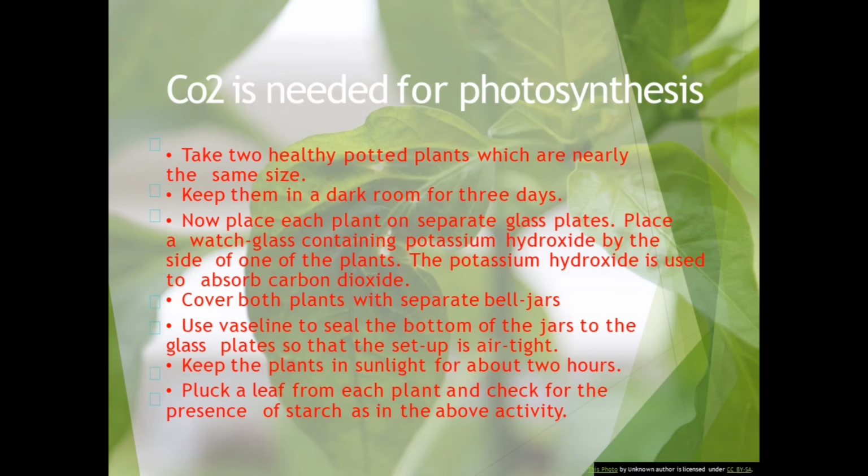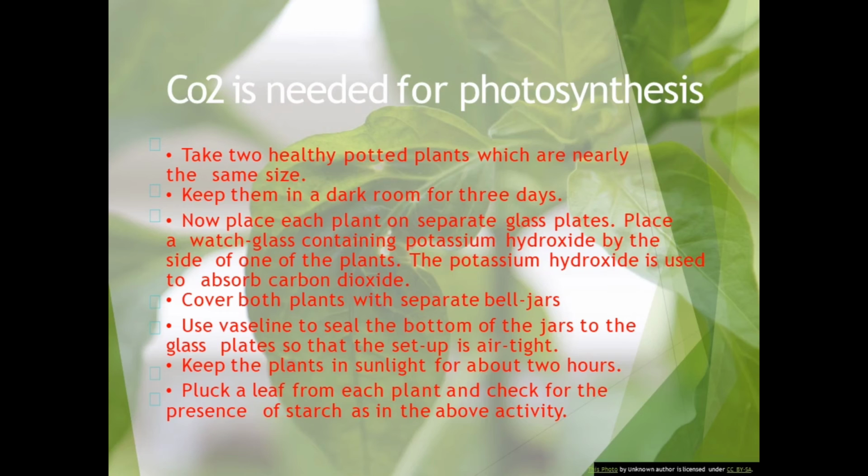This is an experiment to show that carbon dioxide is needed for photosynthesis. In this experiment, we have to take two healthy potted plants which are nearly of the same size, and we have to keep them in a dark room for 3 days. Now we have to place each plant on a separate glass plate. Then we have to place a quartz glass containing potassium hydroxide by the side of one of the plants.